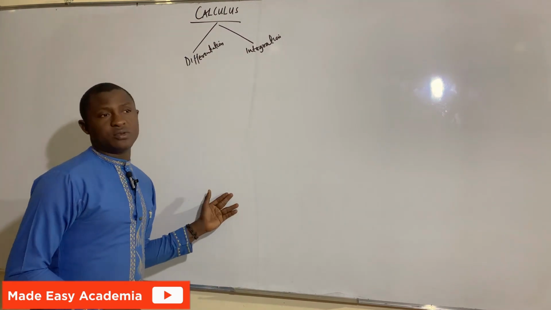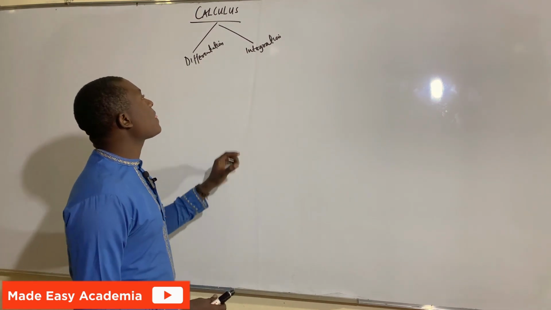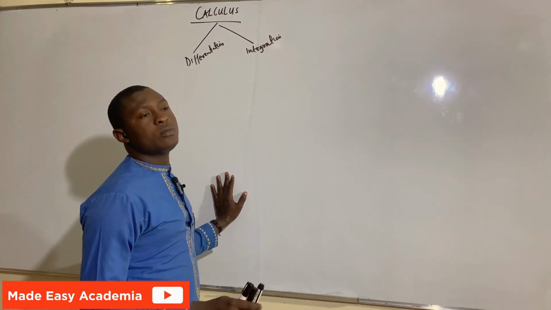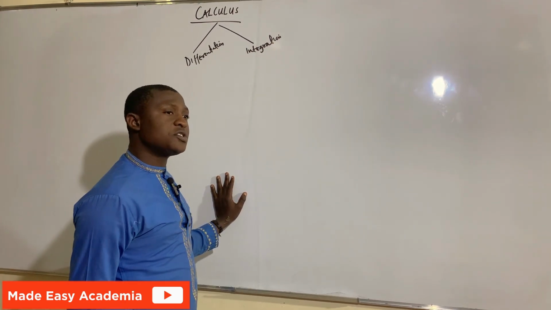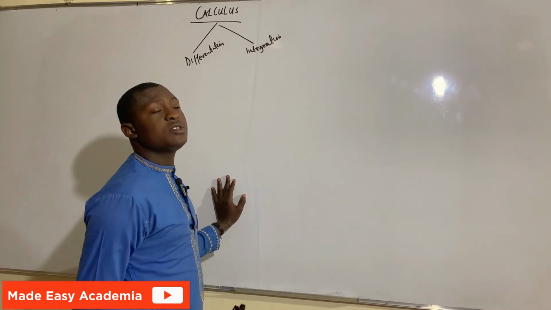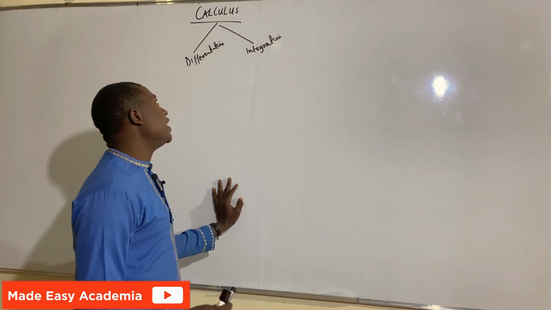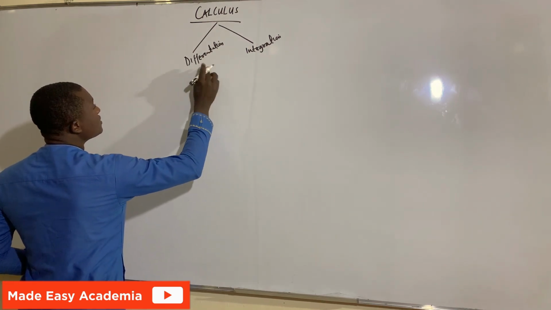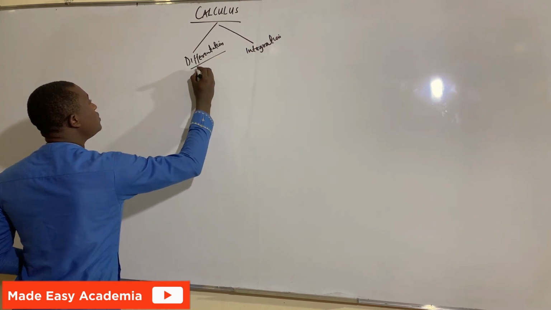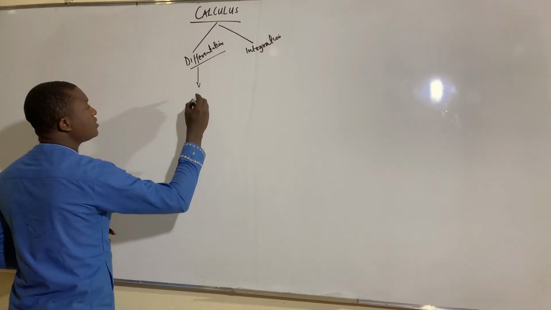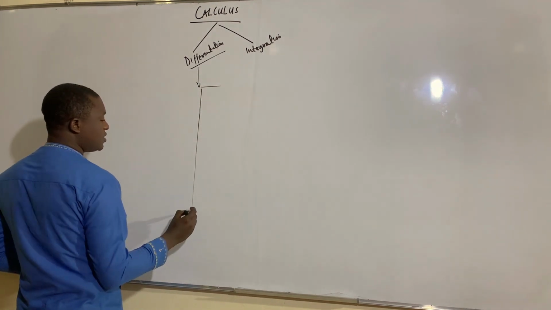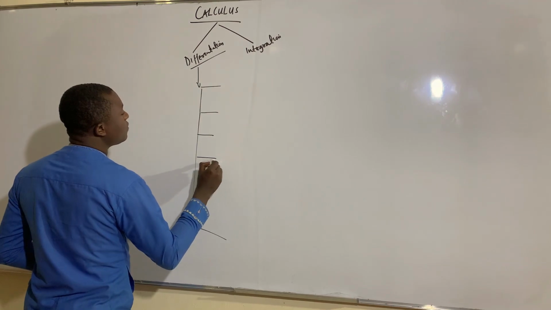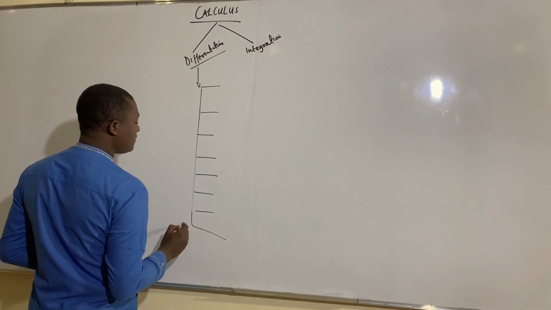We have many methods under differentiation, and at the same time, we have many methods under integration. So I will break them down to the simplest form. Each method that we have, each function that we have, I will list them and we are going to take them one after the other. So let's first talk about differentiation. For this part, I will break it down so that you can understand what we are trying to talk about here. We have like almost 11 different functions we'll be talking about.